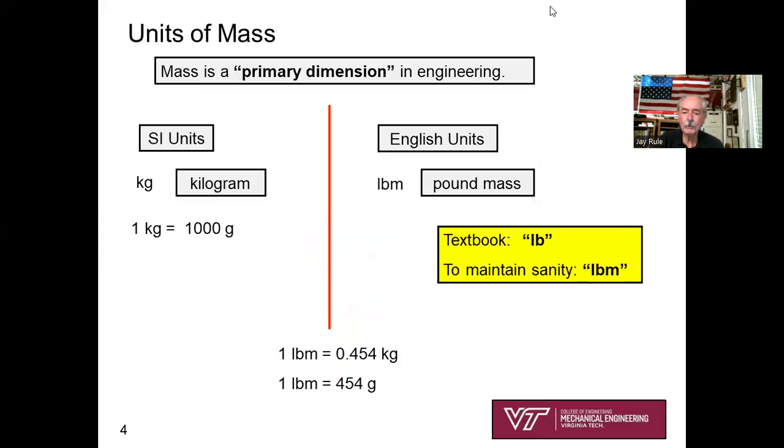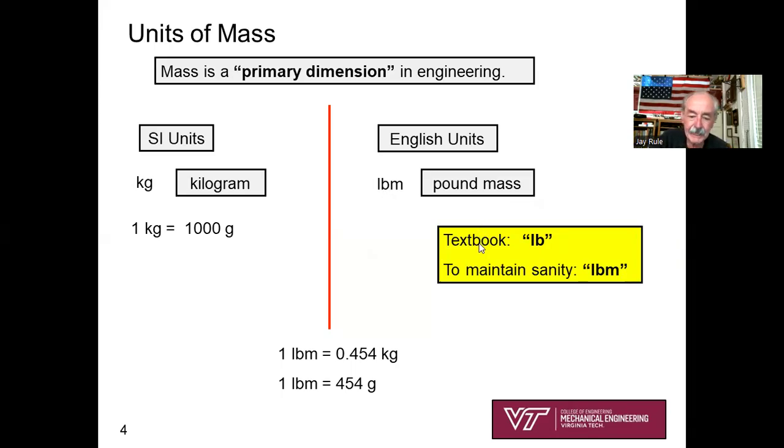Okay, so let's just work through certain properties a little by little. Units of mass. What's the primary dimension in our engineering world in SI units? Well, the primary dimension for mass is kilograms. And all you need to remember here, 1 kilogram is equal to 1,000 grams, and that's easy to remember. Over on the English side, the primary dimension for mass is the pound mass that I'm saying in words. And notice that I'm writing out LBM.